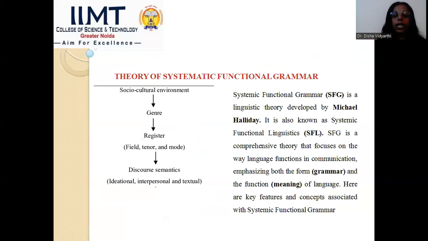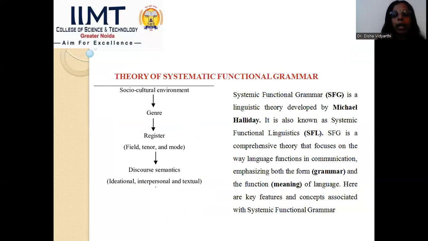Now, after the structural and practical value, which are key features of traditional and functional grammar, it means structural is associated with traditional and practical is associated with functional grammar. Now, see, there have been a lot of linguists who have given a lot of theories, but one functional grammar theory was given by Michael Halliday, which is very popularly known as systemic functional grammar, that is SFG.